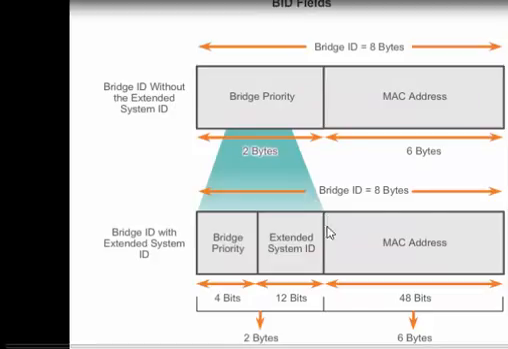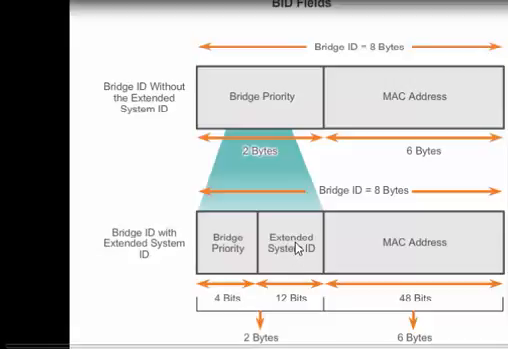Now the extended system ID. A BID has a 2-byte, 16-bit value field: 4 bits for the bridge priority and 12 bits for the extended system ID. This 12-bit field identifies the VLAN participating in this STP instance. You can see the rightmost 12 bits are for the VLAN ID and the leftmost 4 bits are for the bridge priority.